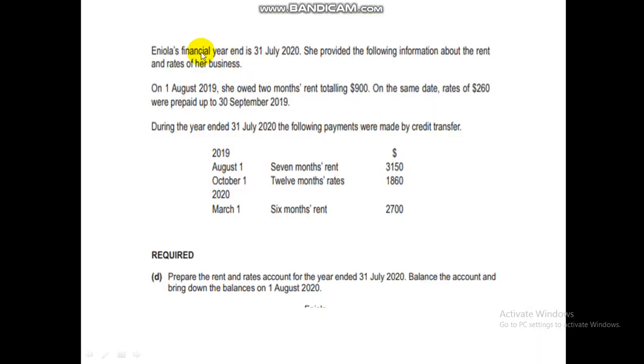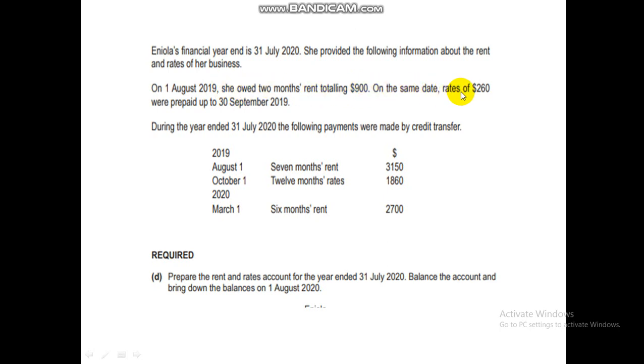This is the question. Eniola's financial year end is 31 July 2020. She provided the following information about the rent and rates of her business. On August 1, 2019, she owed 2 months' rent totaling 900. That means at the beginning of the year, this amount is already an obligation on her for the rent.